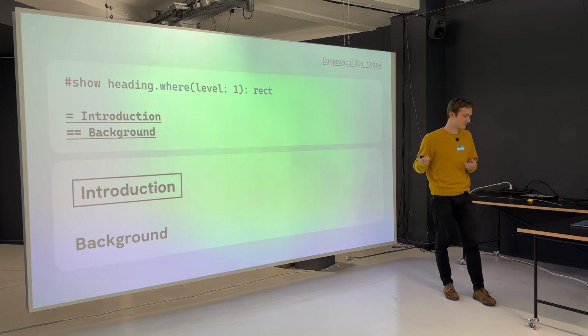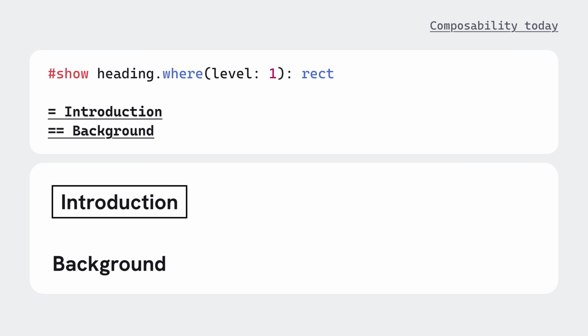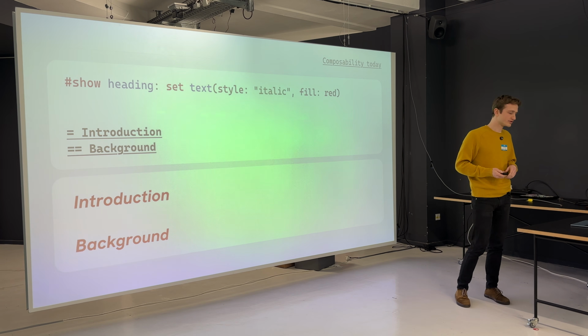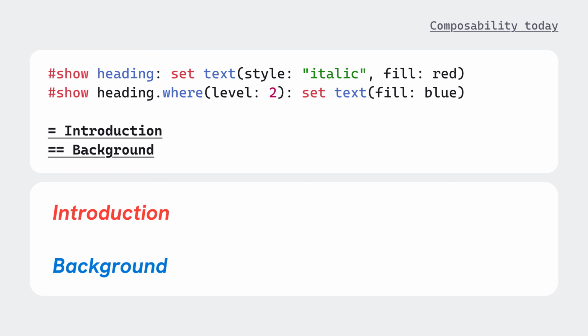I can have a rule that only applies in certain scenarios, for example, only to level 1 headings and not arbitrary headings. And I can also have multiple show set rules in my text that compose: a rule for general headings and then a rule for level 2 headings, for example.